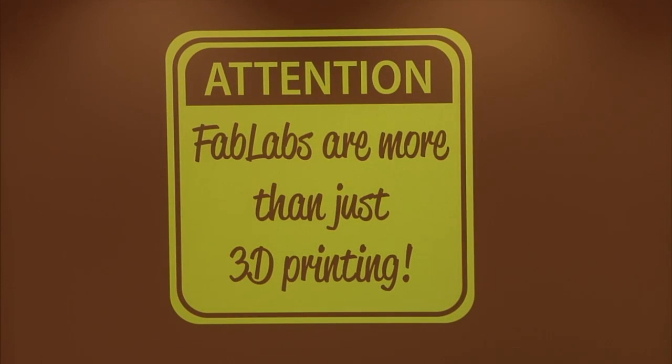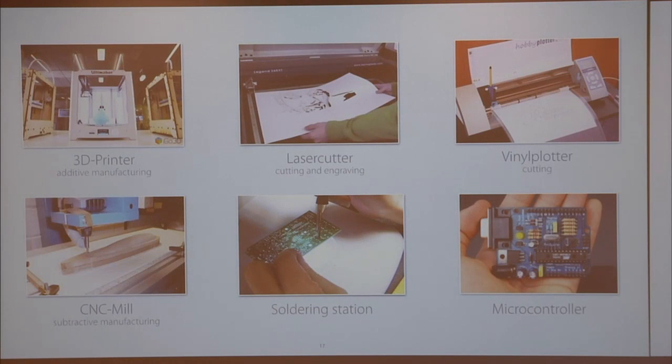And since the media is mostly focusing on 3D printing when they're reporting about Fab Labs, I want you to notice that Fab Labs is more than that. So it consists of different machines like 3D printers, CNC mills, laser cutters, and vinyl plotters, enabling different manufacturing processes like additive manufacturing or subtractive manufacturing. And people are also dealing with microcontrollers and electronics to create interactive, computerized artifacts.